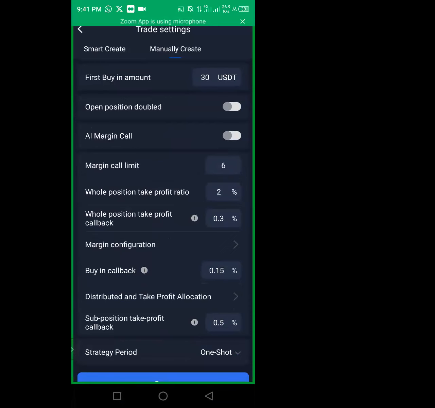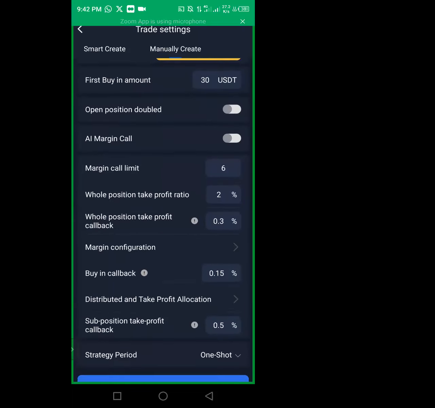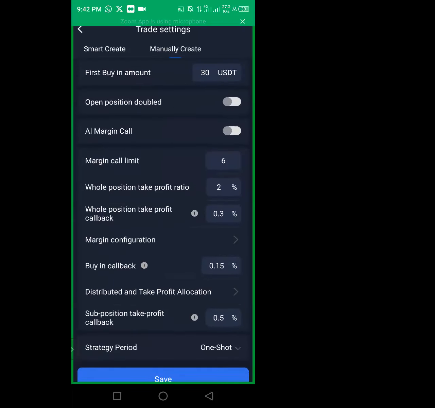I want, when the robot wants to sell my fifth margin individually, it should sell it at 3% for me, or it should sell it at 4% for me. Yes, the robot has that function. Look at this place, they wrote distributed take profit allocation.